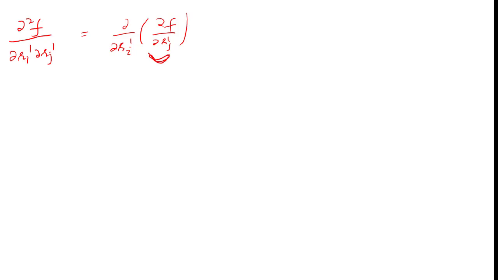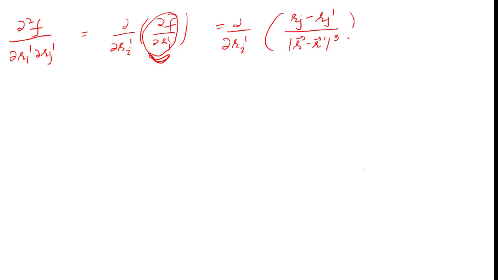Now let's do the second derivative. So the second derivative is ∂²f by ∂ri' ∂rj'. So this would be ∂/∂ri' of ∂f/∂rj'. But we already did this. We know how this should look. So we know that we're going to do ∂/∂ri'. From the last slide, the result of this is rj minus rj' by |r − r'| cubed.